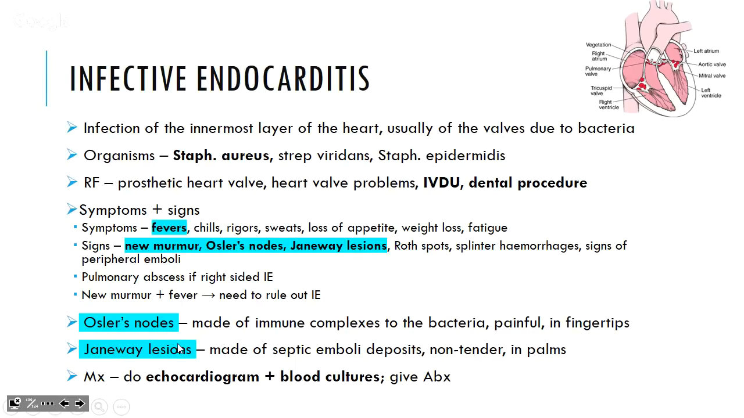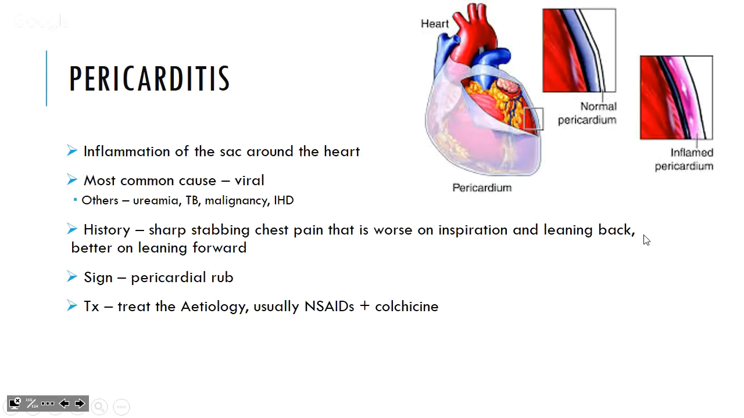Janeway lesions are usually on the palms and non-tender. Osler nodes are usually painful and on the fingertips, so that's how you differentiate the two of them. To manage and diagnose it, you have to do an echocardiogram and then do blood cultures.